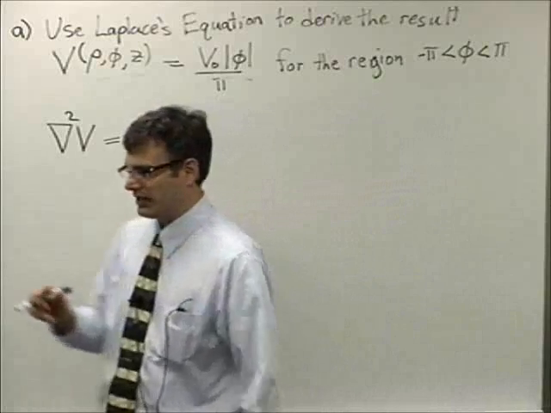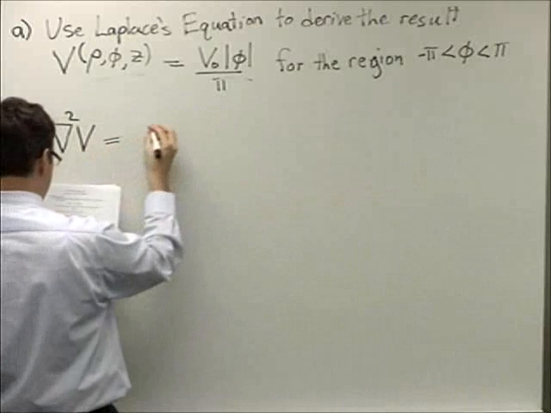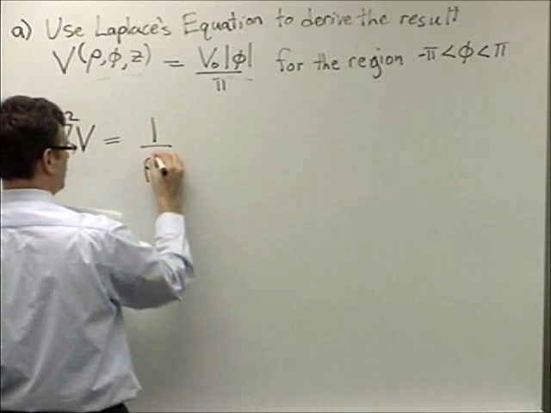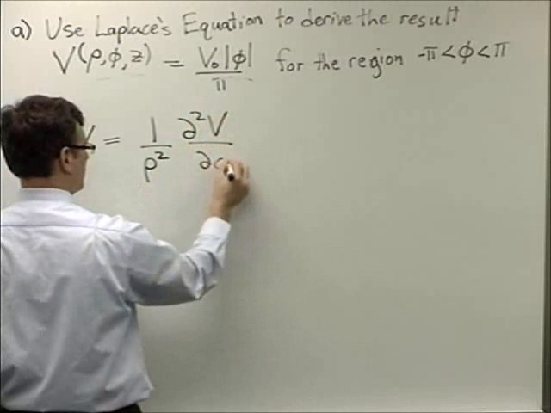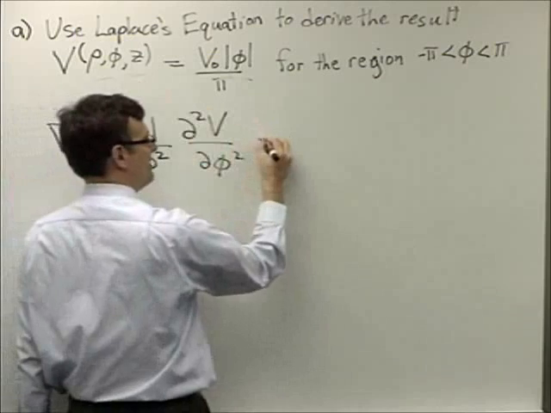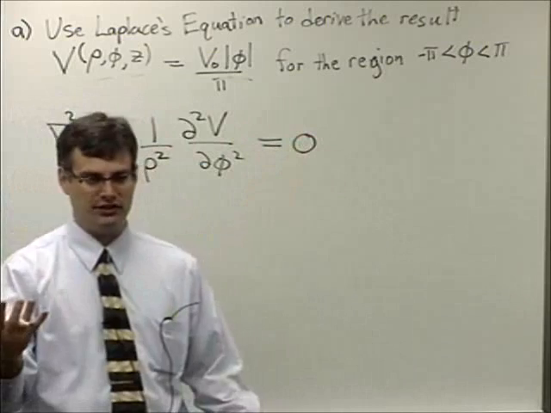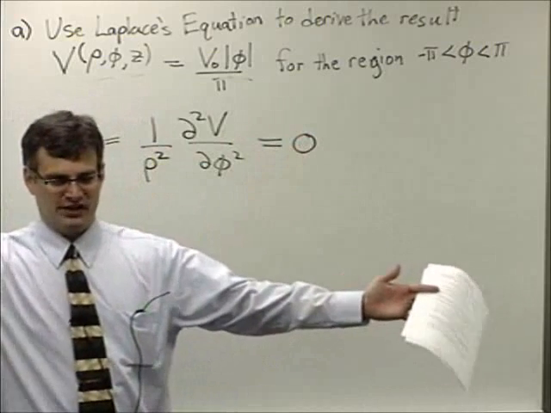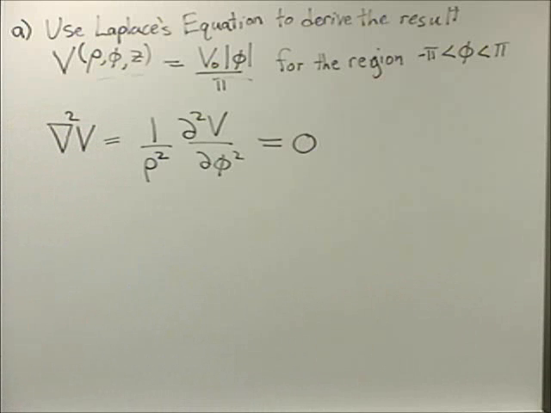So let's write that down. If I look at the back of the book, I can cheat, or the back of the test. I find that the Laplacian of V is equal to 1 over rho squared times the second partial derivative of V with respect to phi. And that's it. That's my only non-zero term. So according to Laplace's equation, that must be equal to 0 in the charge-free region in between the plates, on either the right or the left-hand side of the plates. So now I just have to solve this differential equation. And this turns out to be a pretty easy one to solve.